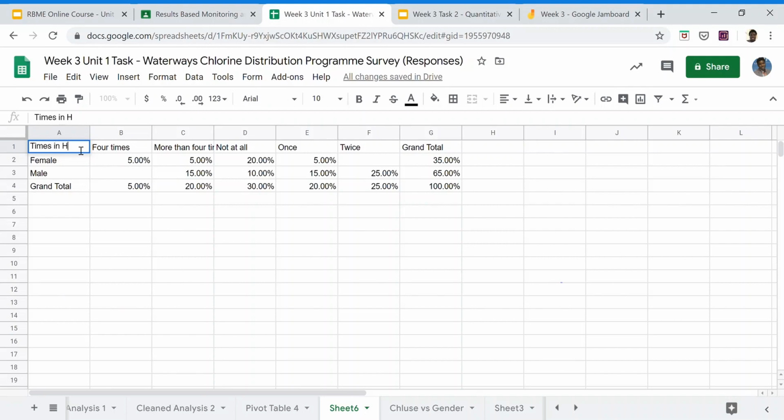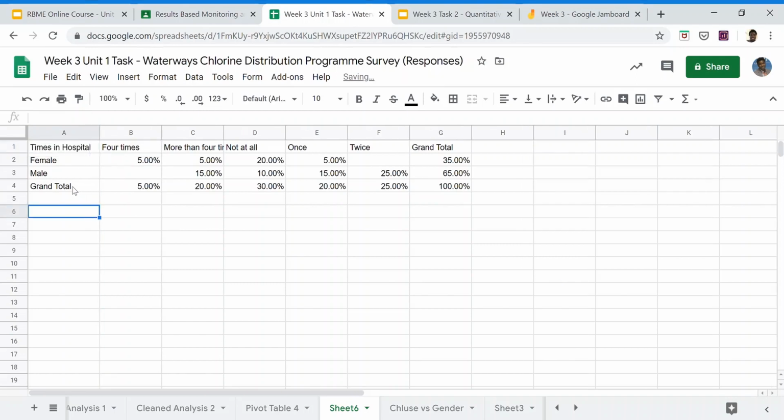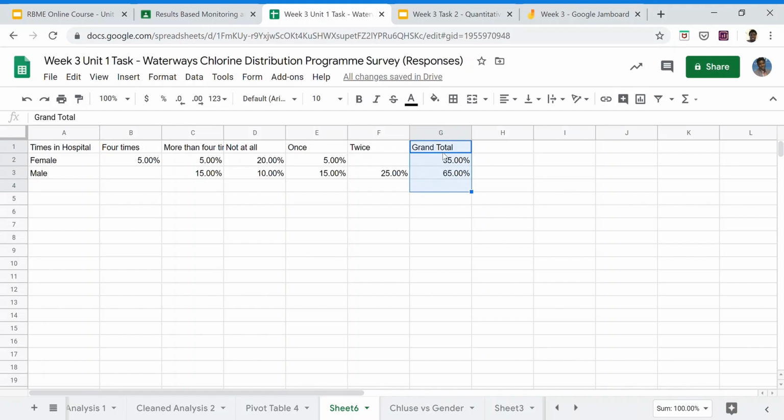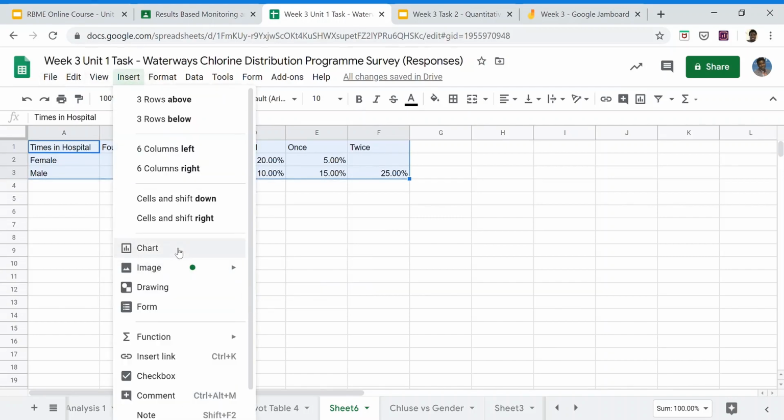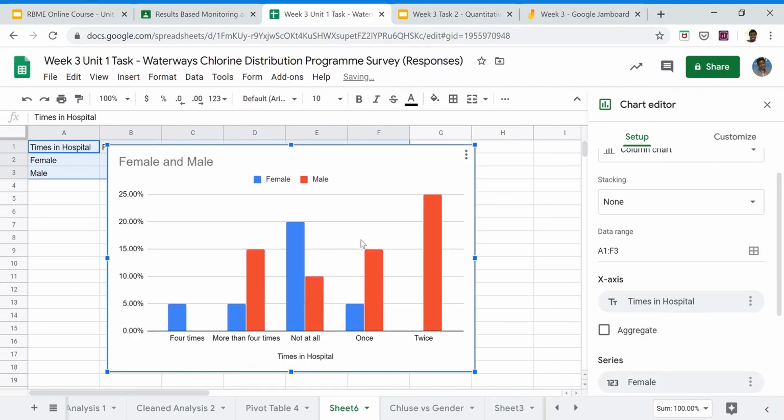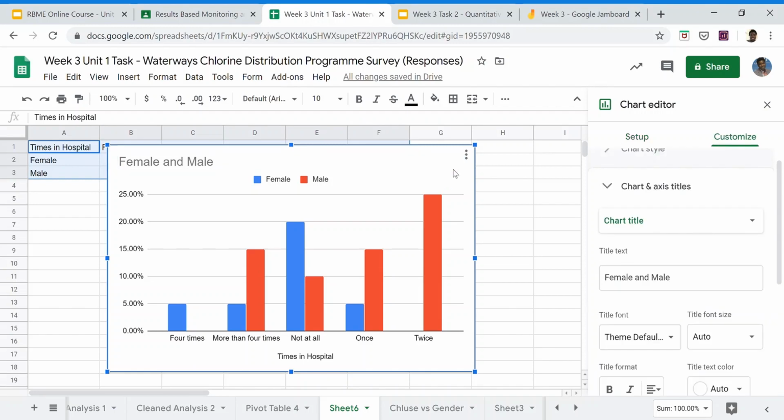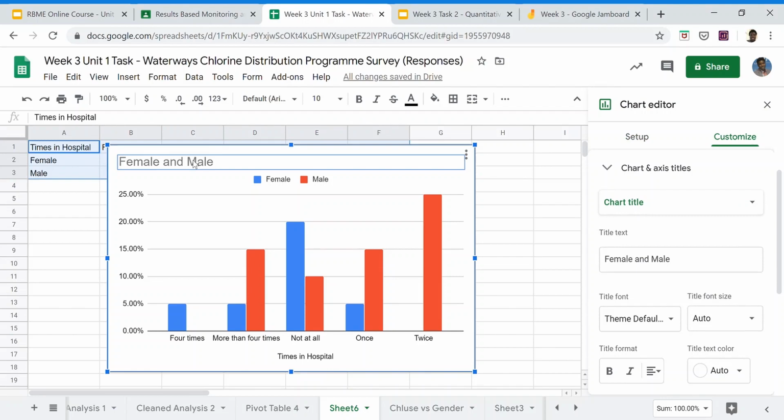So times in hospital. Then again, I'll delete this, or I do not pick it as what I want it to automatically pick. But yes, so let's just dive in. Insert chart. Actually, automatically Google tells you the kind of chart that fits, so you do not need to bother yourself about what kind of chart I want to use.